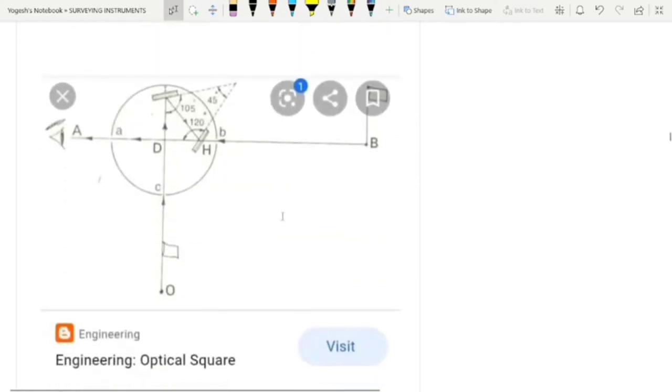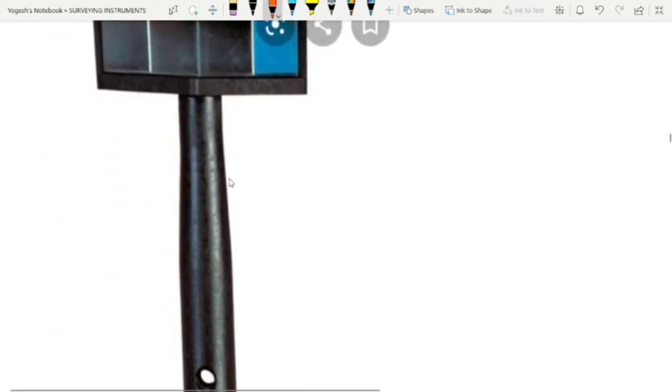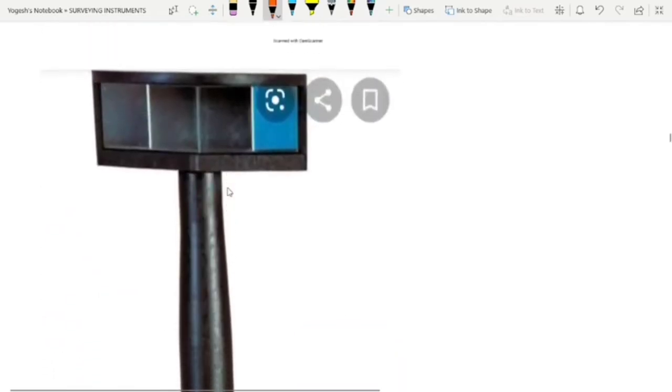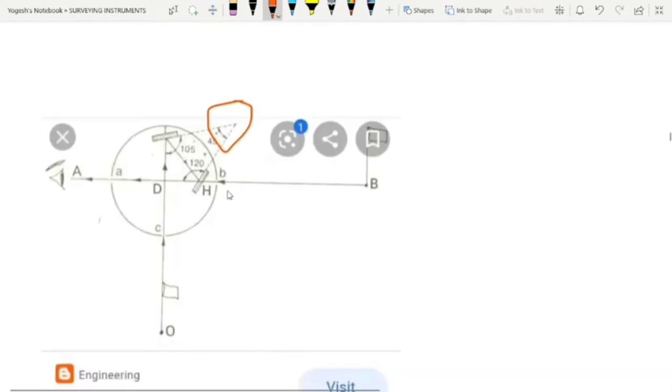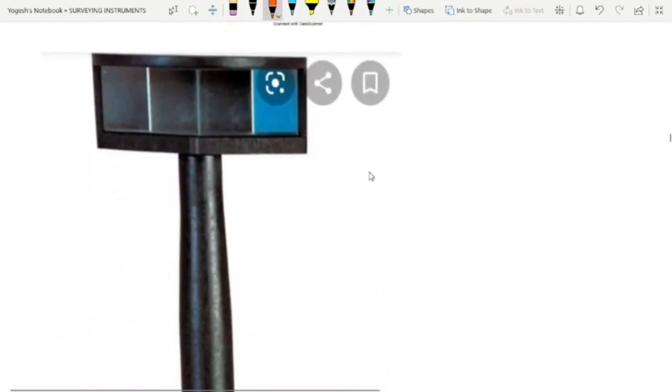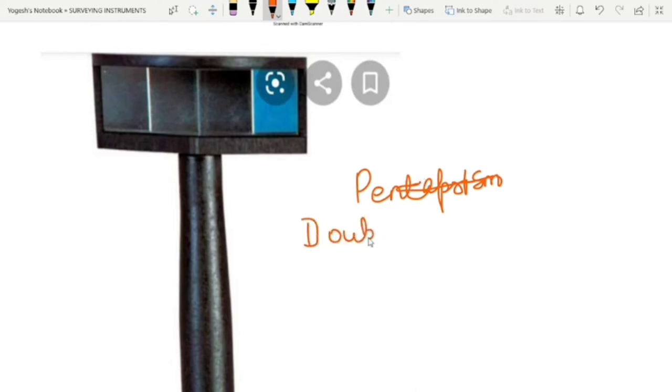This is the optical square. In the optical square, no adjustment is done, as the angle between the different reflecting surfaces is constant, so no adjustment is required. This is the optical square, or prism square. Both these instruments consist of a pentaprism and are based on the double reflection principle.